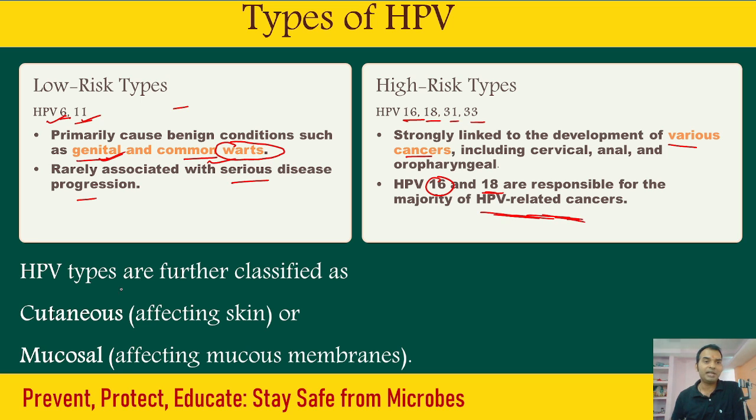So HPV is basically classified into cutaneous and mucosal. Those that affect the skin are called cutaneous, and those that affect the mucosal membrane are called mucosal.